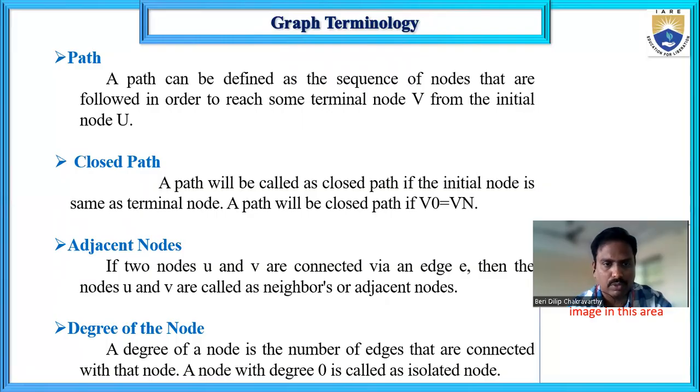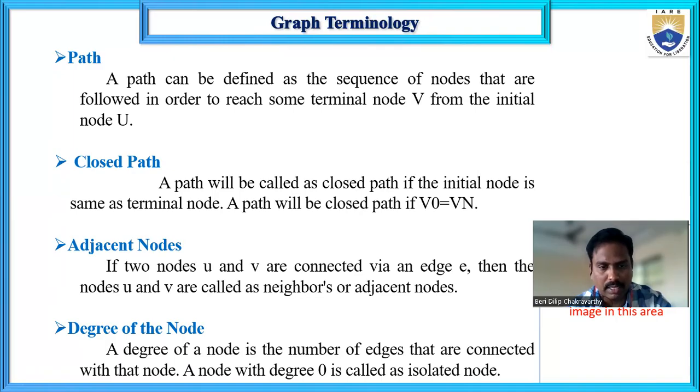Then adjacent nodes. If two nodes U and V are connected by an edge, then the nodes U and V are called neighbors or adjacent. Suppose you consider AB as an edge, then A and B we can say are adjacent nodes, or we can say they are neighbors. Then degree of the node. The degree of a node is the number of edges that are connected with the node. Maybe some edges are coming towards it, maybe some edges are going outward from it.